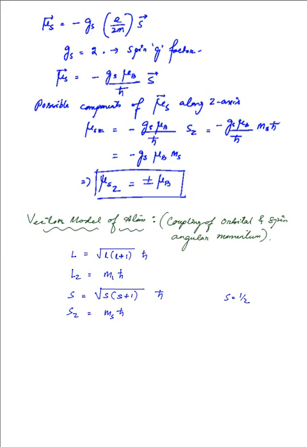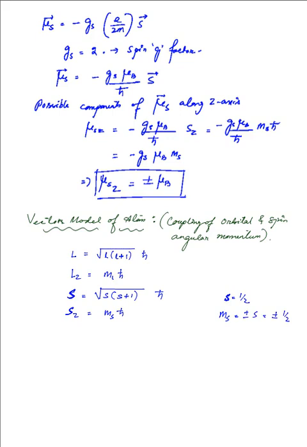Let me write this a bit differently from the orbital quantum number that we are using. Here the small s is the spin quantum number, and the value associated with it is half, while the magnetic spin quantum number ms will possess plus or minus s, that is plus or minus half.